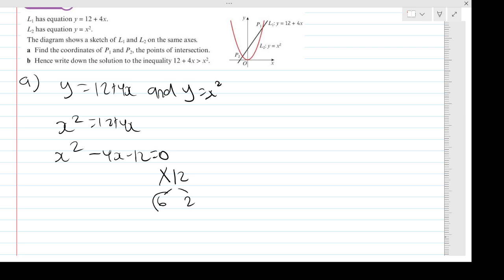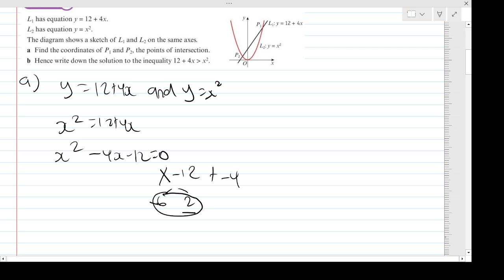And I notice I can do 6 minus 2 to get 4, okay? But then I want them to add to get minus 4 and multiply to get minus 12. So I need one of these numbers to be negative, but I need these two numbers to add to minus 4.